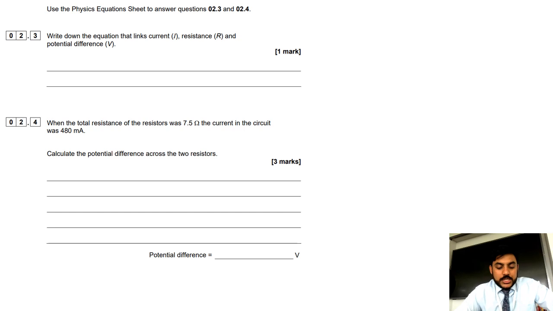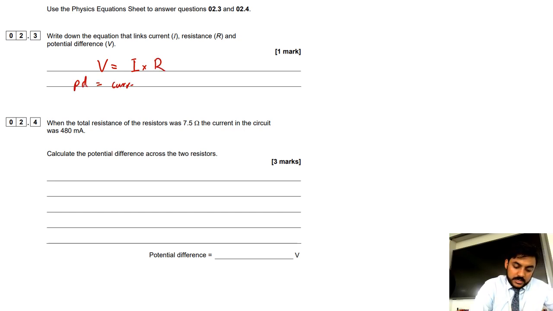Use the physics equation sheet to answer questions 2.3 and 2.4. Write down the equation that links current, resistance, and potential difference. This is V is equal to I times R, or potential difference is equal to current times by resistance. While we're here, just remind ourselves of what the units are. Potential difference is measured in volts, current is measured in amps, and resistance is measured in ohms. That might be useful next.